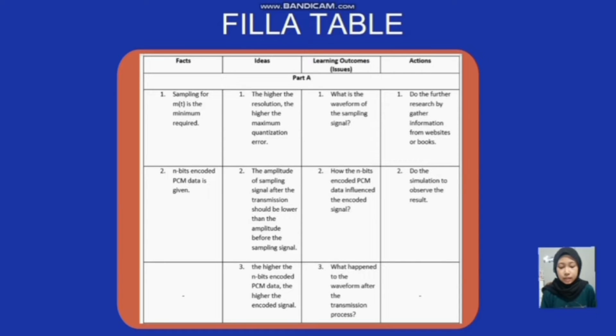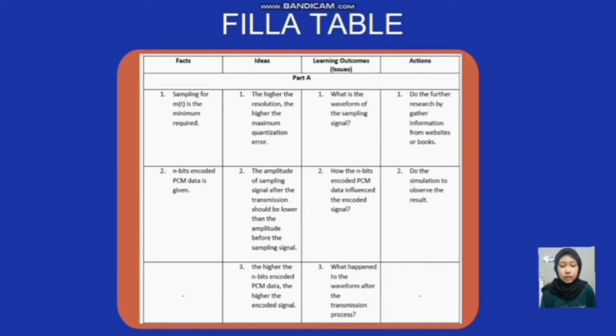The second is the amplitude of the sampling signal after the transmission should be lower than the amplitude before the sampling signal. And the third idea for part A is the higher the n bits encoded PCM data, the higher the encoded signal. For the learning outcomes, which are issues: what is the waveform of the sampling signal? The second is how the n bits encoded PCM data influence the encoded signal. And the third is what happened to the waveform after the transmission process.